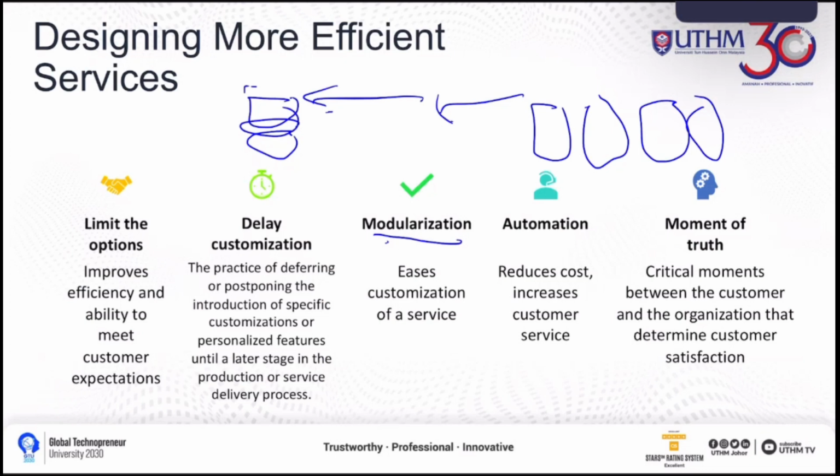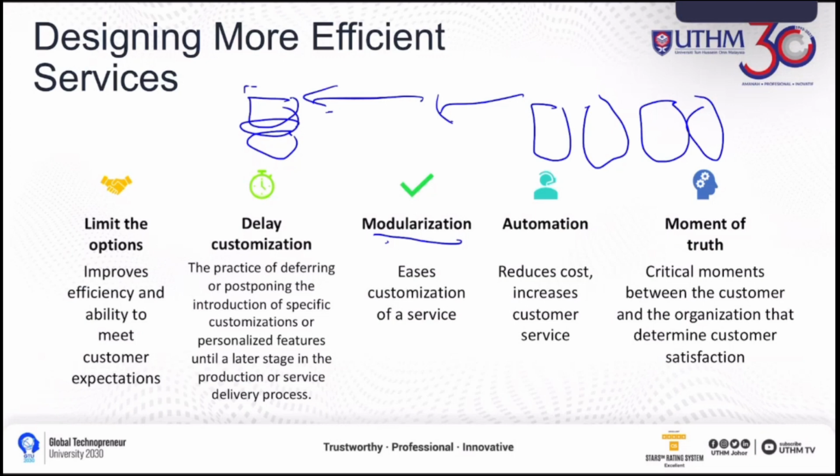Automations reduce cost, increase customer service. So automations, example again, restaurant. So nowadays they have automated order and also the payment system. So it make fast order. So it will reduce the error. Okay, it will smooth the payment process. So these are automations.